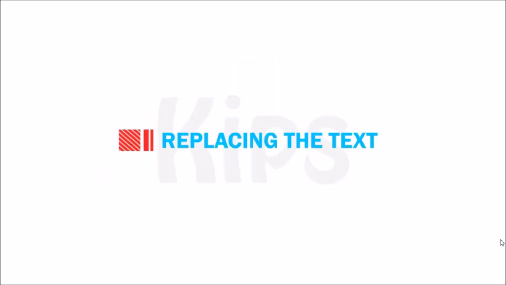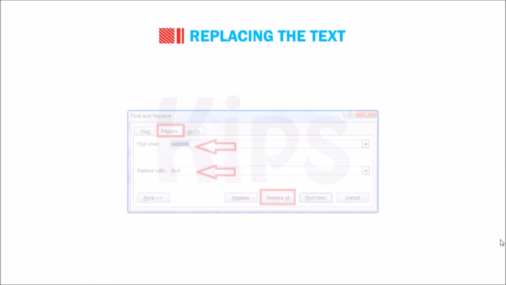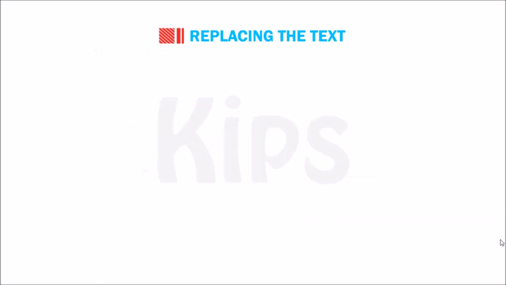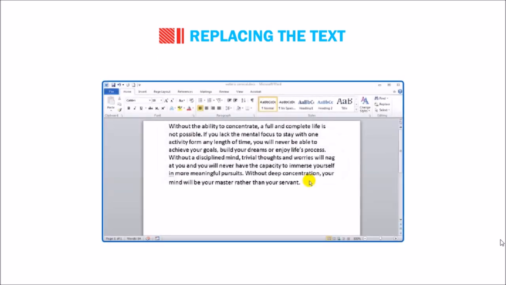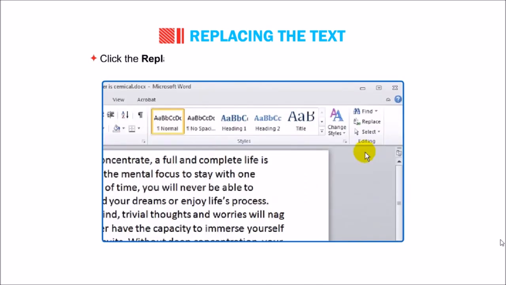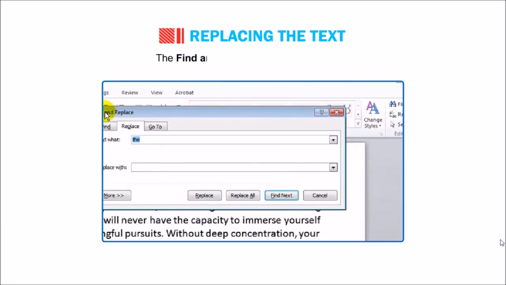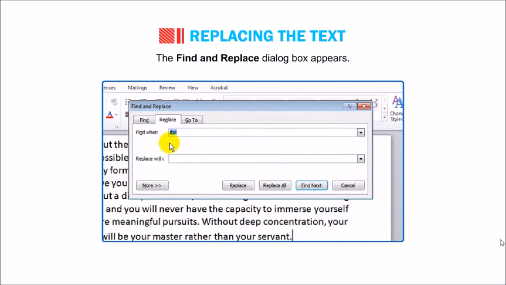Now let us learn how to replace the text. Besides searching the text, you can also replace the words or phrases with any alternate text. To replace text, follow the given procedure. Click the Replace button in the Editing group on the Home tab. The Find and Replace dialog box appears.